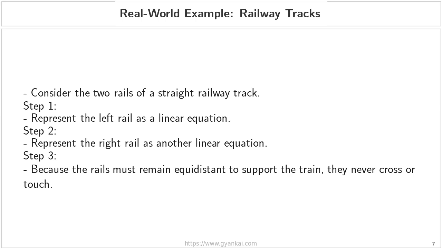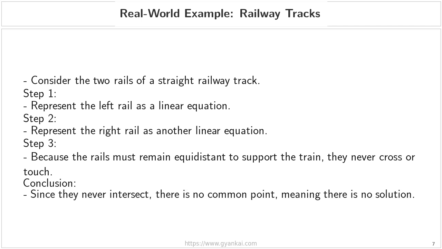Now, here is the crucial part in step 3. For a train to run safely, these two rails must always remain exactly the same distance apart. This means they stay equidistant, and no matter how far the tracks extend, they will never cross or touch each other. So, to reach our conclusion, because these two lines, or rails, never intersect, there is no common point shared between them. In mathematical terms, this means the system has no solution, which, as we will see in the next slide, is the defining characteristic of an inconsistent pair of lines.